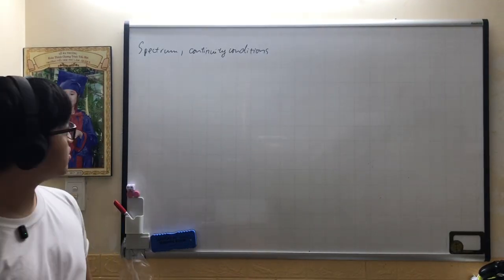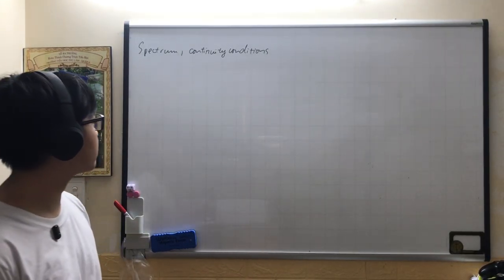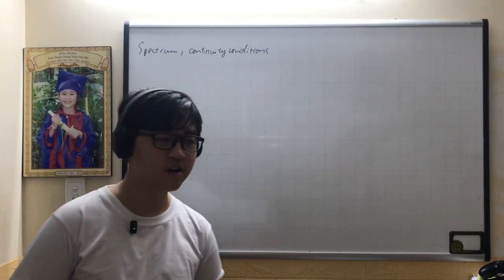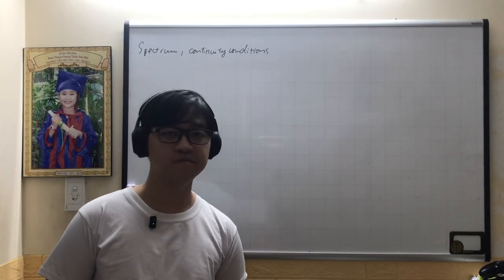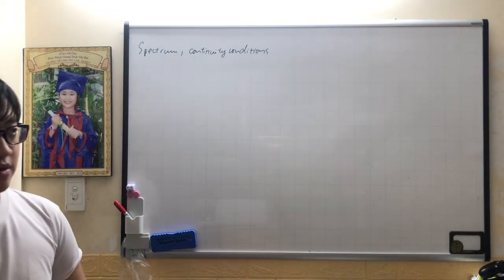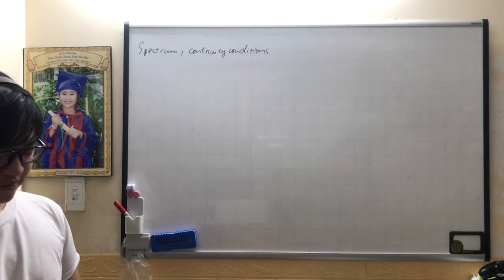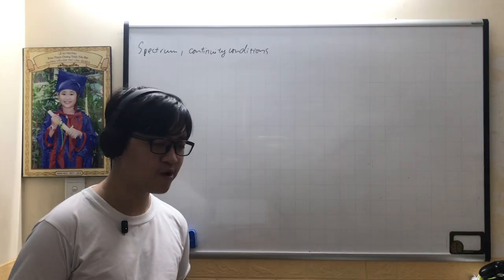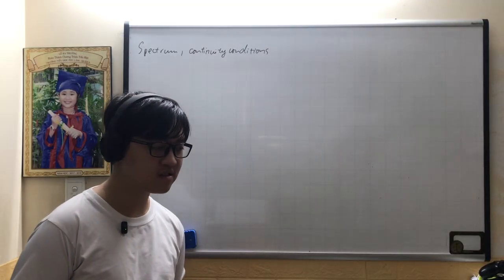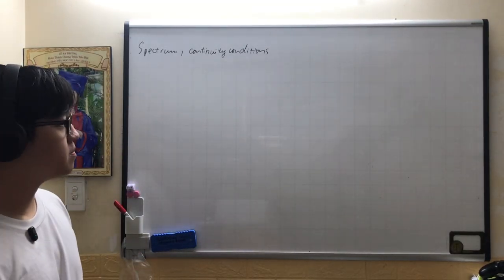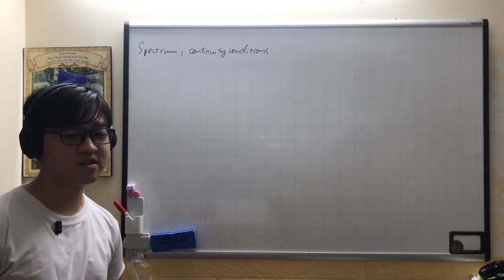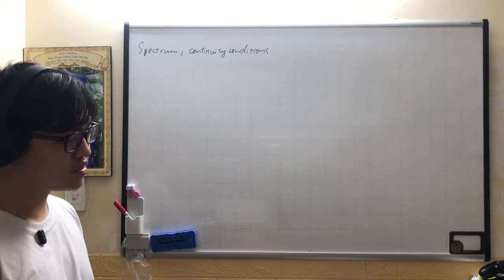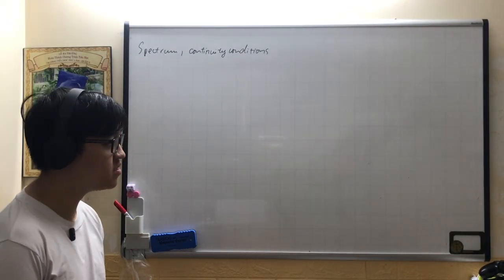Today, we're going to talk about the spectrum and continuity conditions for a system with potential energy. Before this, we have only considered free waves and free wave packets, and today we're going to put a potential in the system as well. So let's first start with the stationary states.